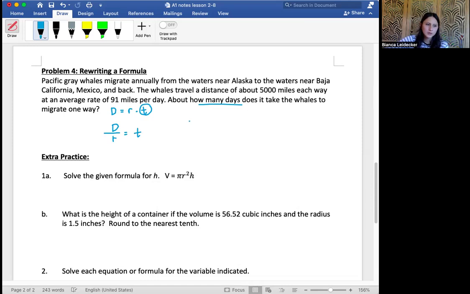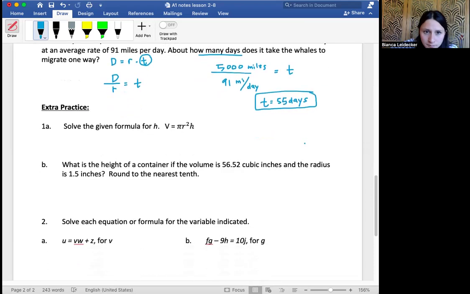And so I'm going to plug in all that information. The distance right now is 5,000 miles. The rate is 91 miles a day. So I'm going to put these units here. The distance is 5,000 miles, and it's 91 miles a day. That's going to equal the time that it takes the whales to migrate. Once I divide, the time ends up equaling 55 days. It takes about 55 days for these whales to migrate that distance.